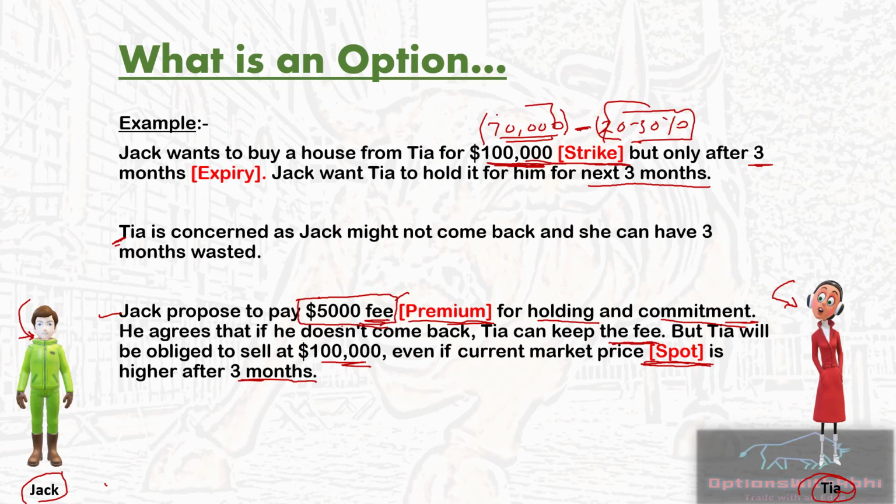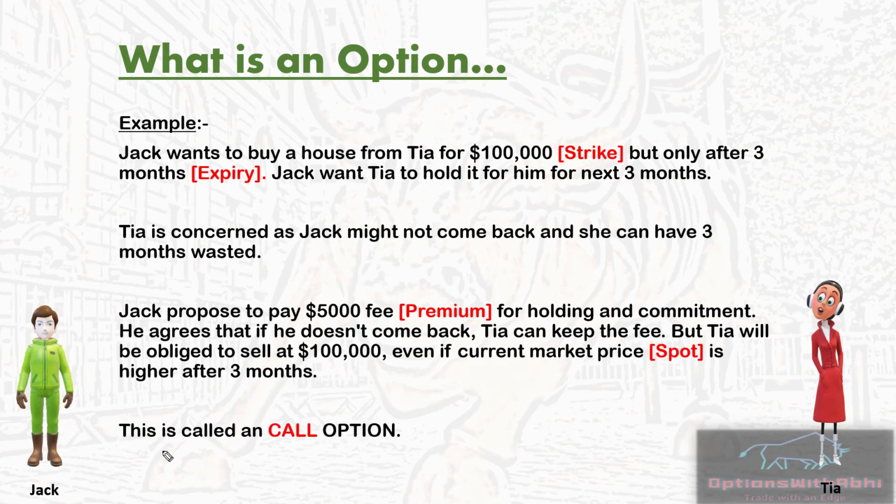So even if the current market price at the time of entering the contract is around 70k, but because the contract figure is 100k, Jack gonna buy this house for 100k, right? So that is called strike price. And Jack gonna buy this house after 3 months, right? That is called expiry. So expiry is 3 months in this case. And this is called a call option. Jack is the buyer of call option and Tia is the seller of call option.